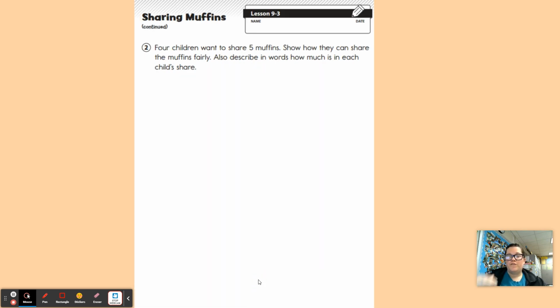All right, so you just finished the front side of your paper. Now on the back, you are going to do a similar problem, but they did not draw the muffins for you. So it says for number 2, 4 children want to share 5 muffins. So you need to show how they can share those muffins fairly. Also, you can describe in words how much is in each child's share, so each child's part that they would get. Okay, so let's think this through again.